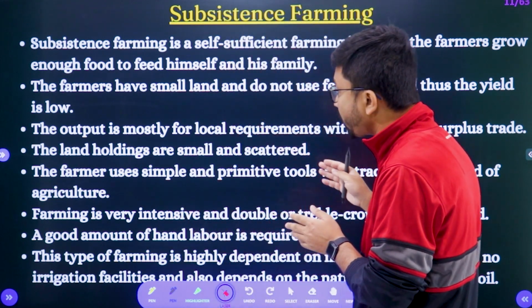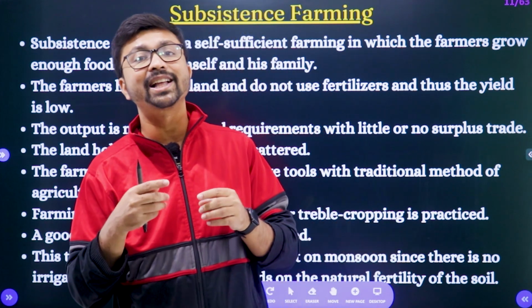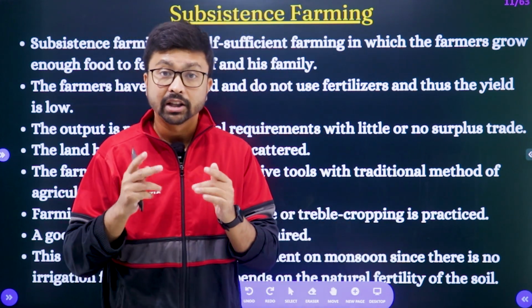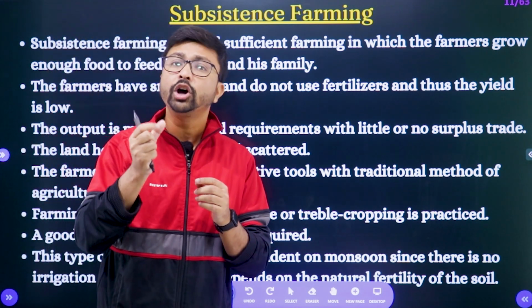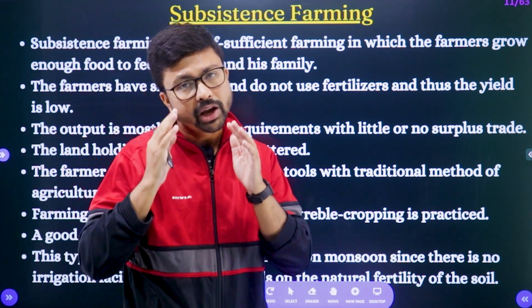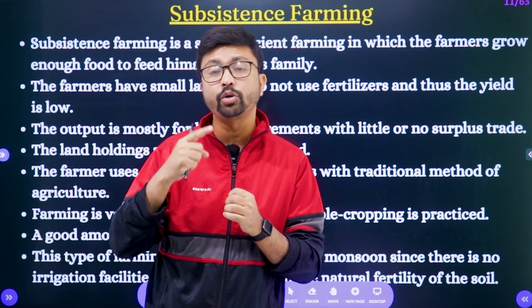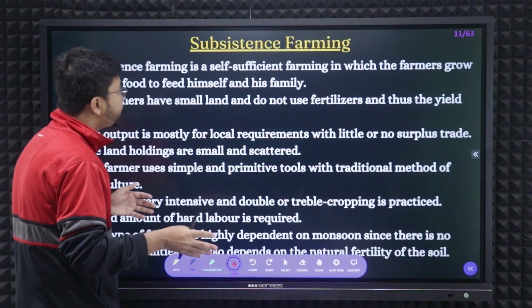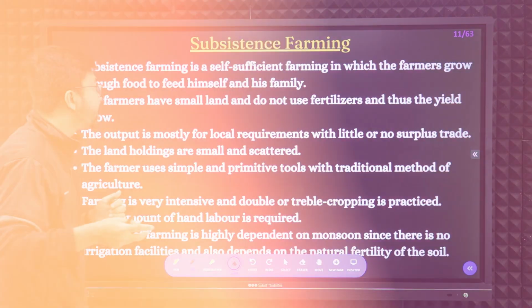Now what is the problem here? The problem is that the farmers need to do agricultural activity throughout the year. Although the production will be of good quality, the farmers need to work throughout the year. So this subsistence farming also did not come in very handy.